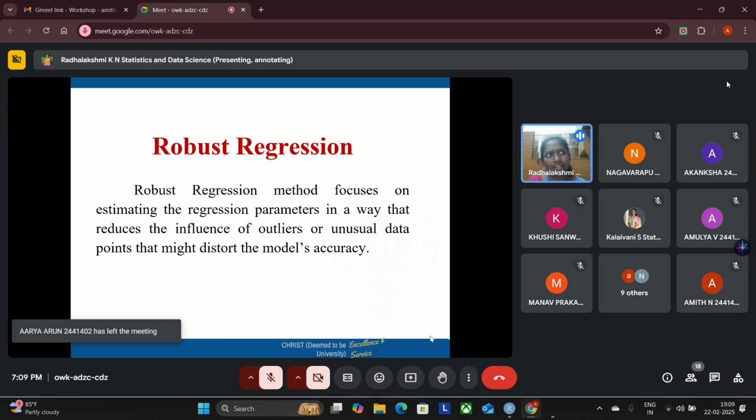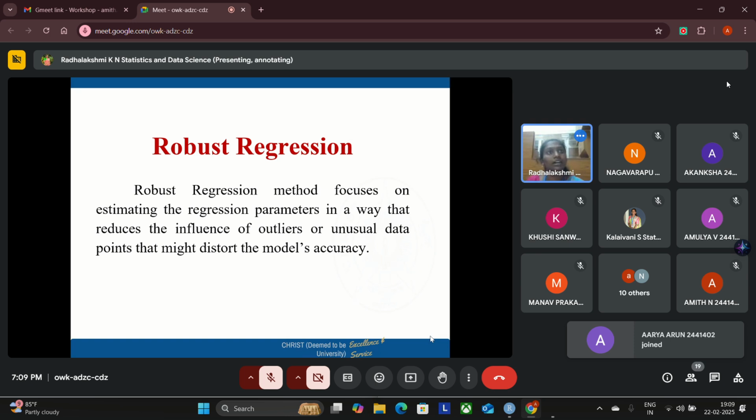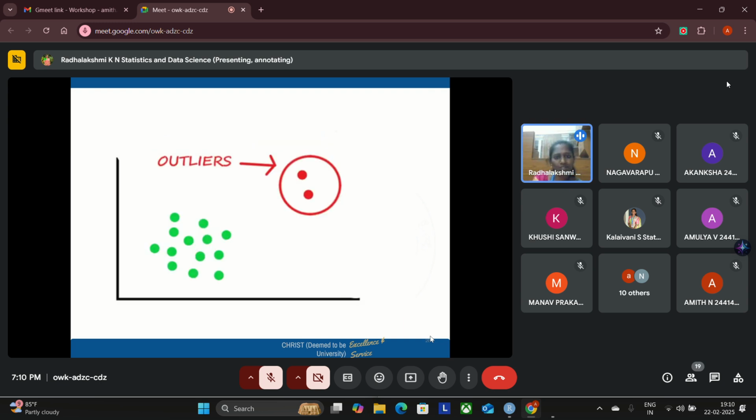Whether by removing them, doing the OLS procedure again and getting an R-square value, is that a good way to proceed? No, right? We are removing some of the observations, which are also part of the whole dataset. We can't just remove them as they are. So in those scenarios, we can go for robust procedures. Here is an example of outliers.